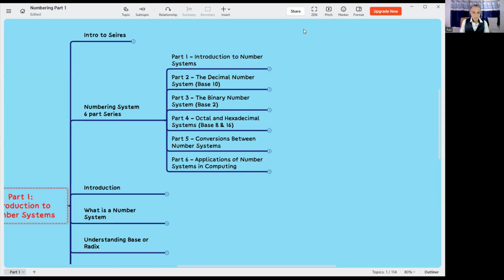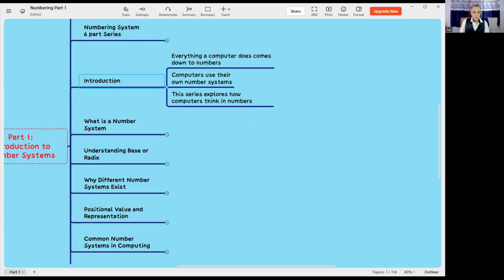Part three is all about binary, how computers use zeros and ones to represent data. Part four is about octal and hexadecimal, using octal and hexadecimal to simplify long binary numbers. Part five is all about converting between binary, decimal, octal, and hexadecimal. And part six will finally be covering practical use of number systems in memory, CPU, programming, and more. Watch till the end. You will see a lot of new things, new nuggets. Let's begin with part one.